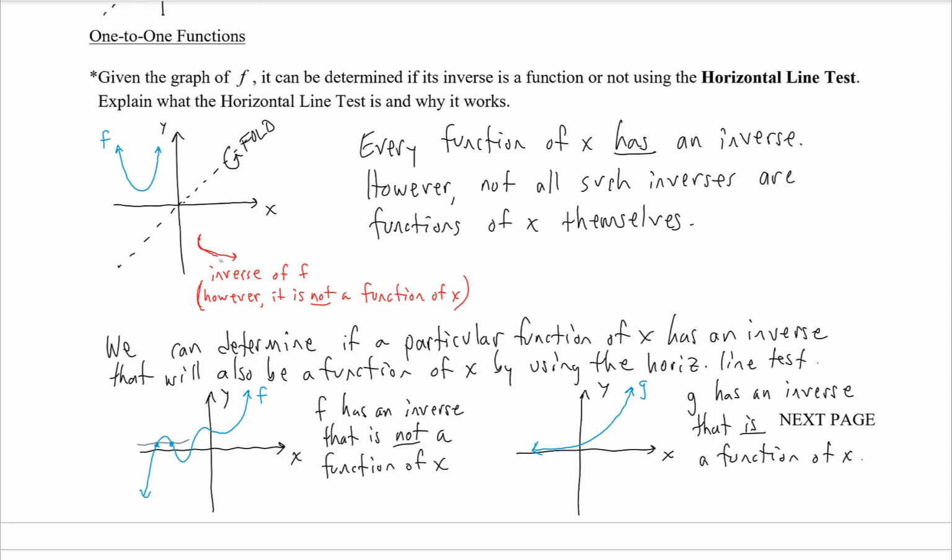The horizontal line test is basically saying, look, if I draw a horizontal line here, it'll be a vertical line on the inverse when I flip it over the line y equals x. So if this horizontal line hits the graph more than once, then when I flip it over to create the inverse, it'll hit the graph more than once. So I simply just need to check horizontal lines on the original, which is automatically checking vertical lines on the inverse.